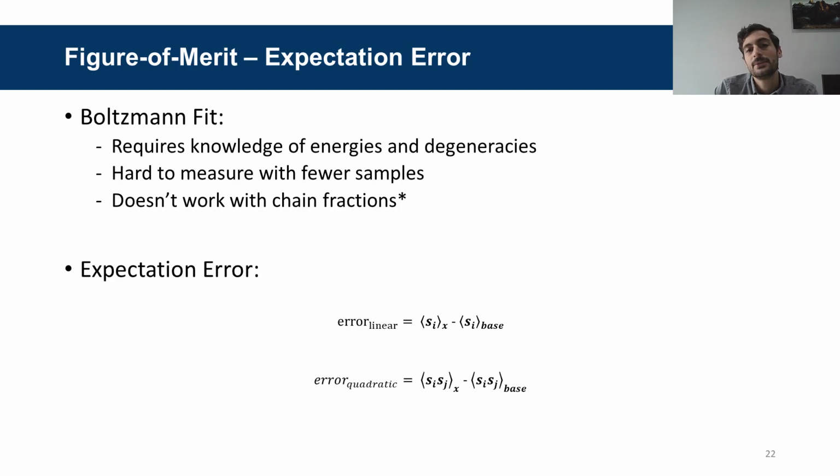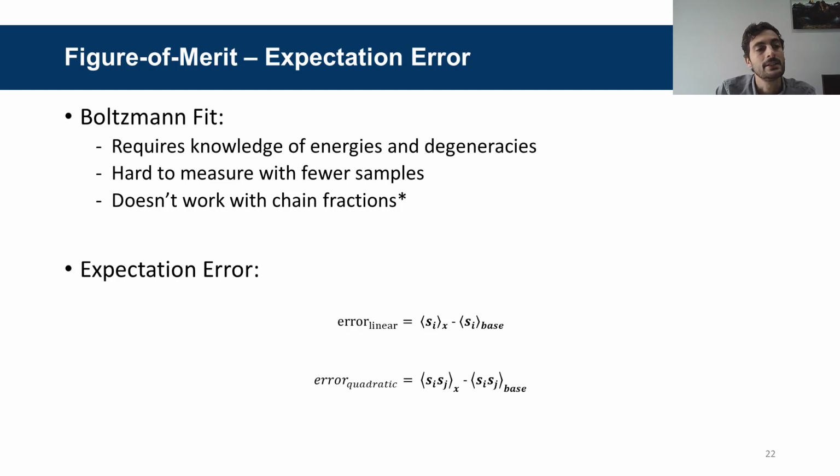So instead, we could do expectation error, where we calculate the expectation value for the linear terms for each spin, the expectation value for the quadratic terms, and then we compare our embedding transformation to the base or fit embedding that we had at the beginning. So this we can calculate, we can get that value for every single linear term and for every single quadratic term.